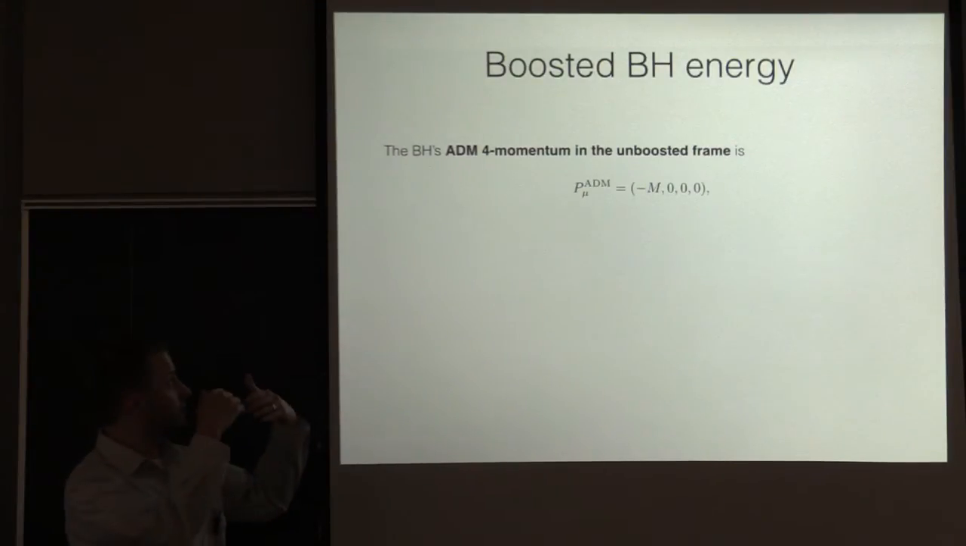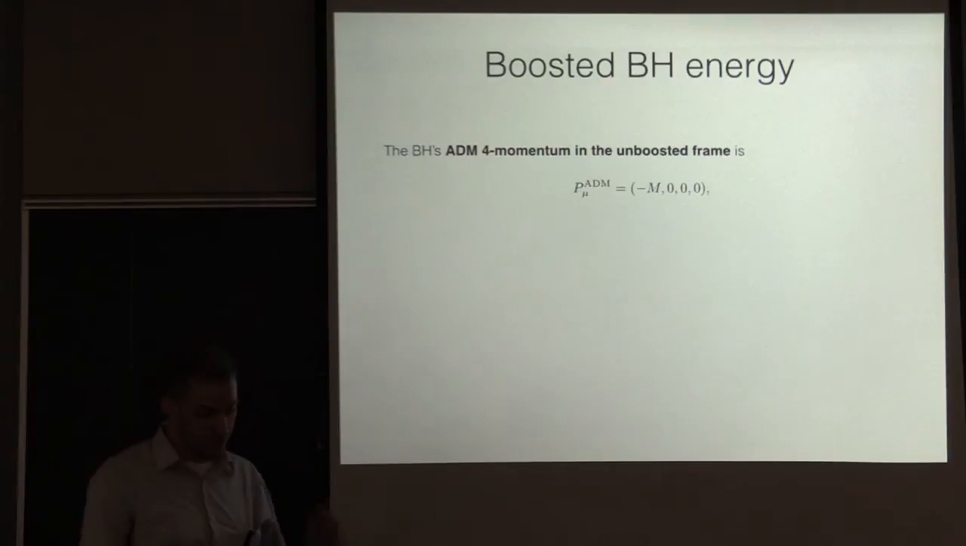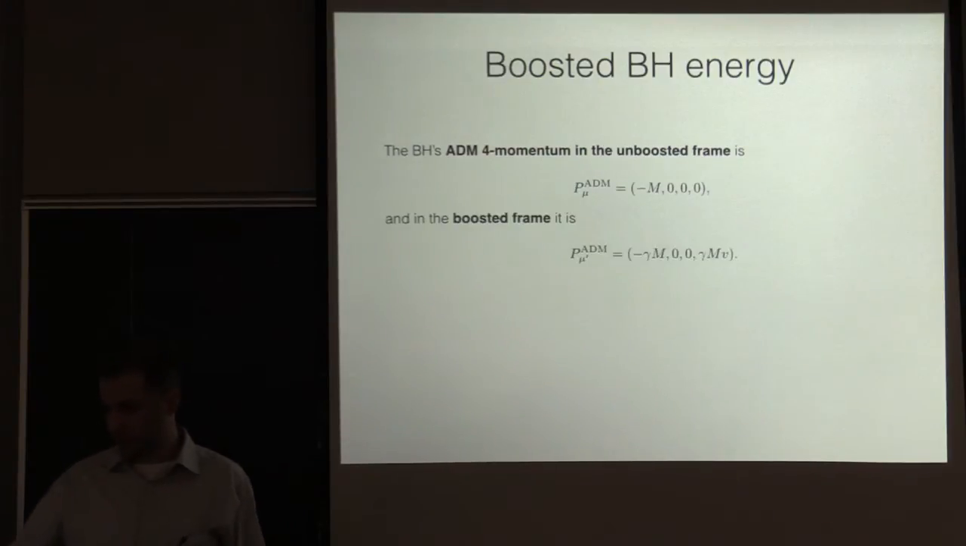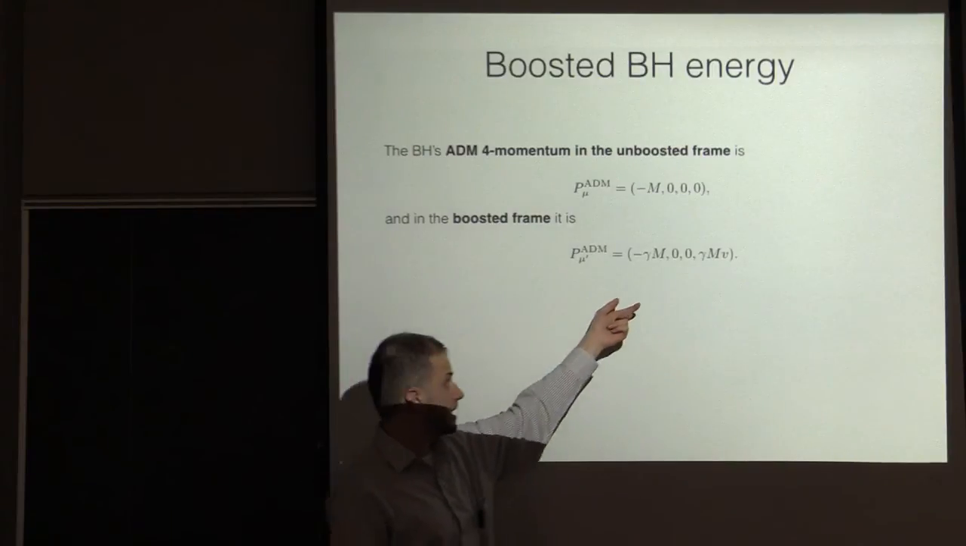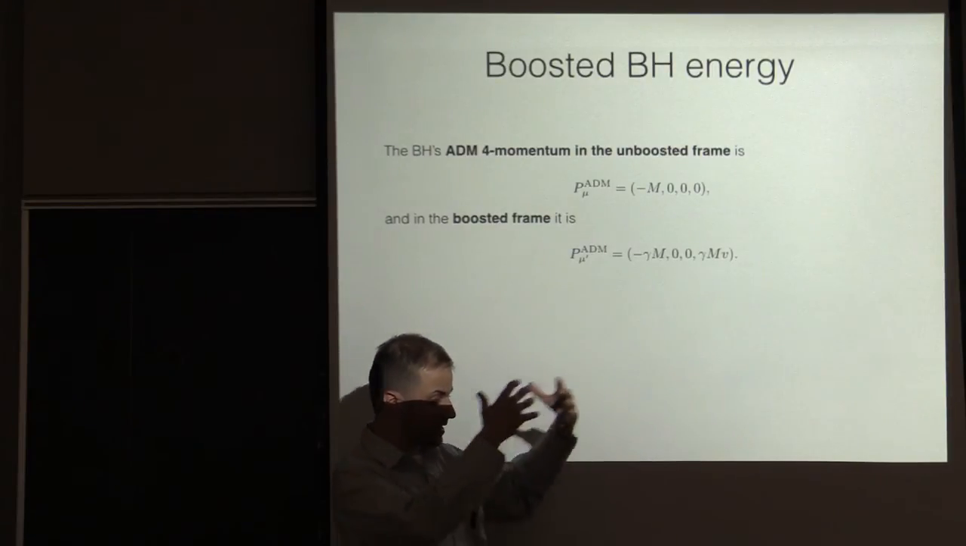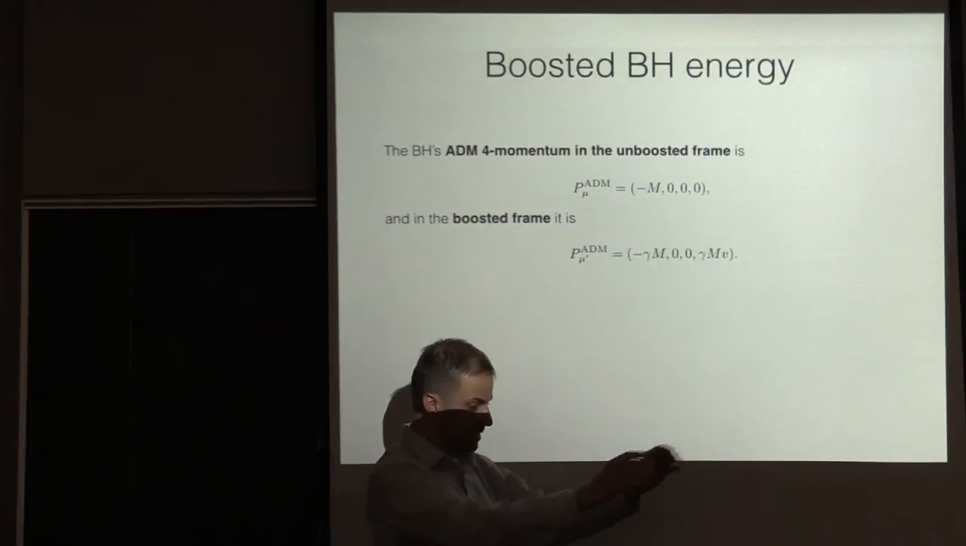If you do this, if you compute this ADM four-momentum for the moving Schwarzschild black hole, it spits out this four-momentum, which is what you'd expect from particle mechanics. It looks like a particle with energy that's been boosted to gamma m, and it looks like it has 3 momentum gamma mv.